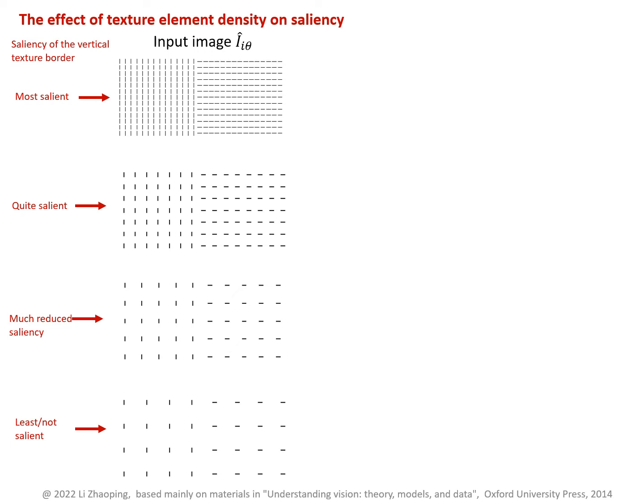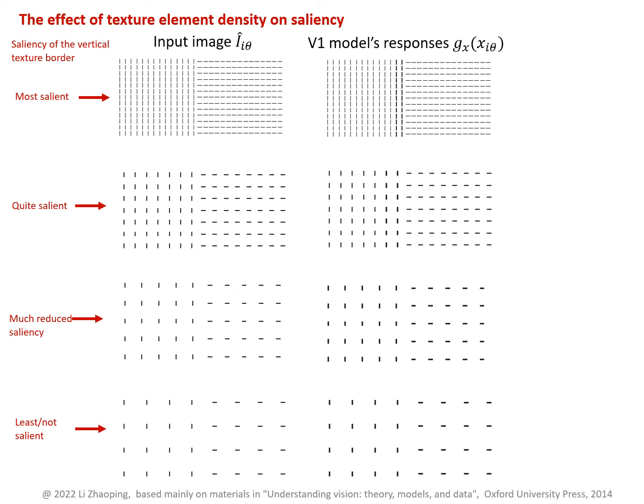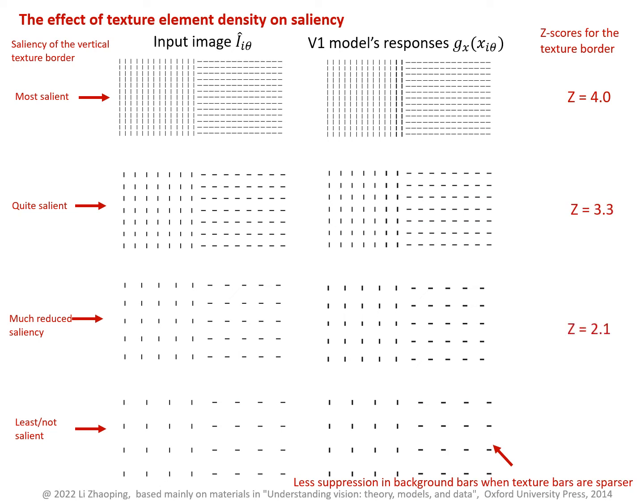The V1 model's responses agree with these observations. The responses to the background bars are less suppressed when the texture bars are sparser, because each bar has fewer iso-orientation neighbors to give iso-orientation suppression. The z-scores of the texture borders follow accordingly. It equals 4 here, 3.3 here, but only 2.1 here, and 0.57 here.